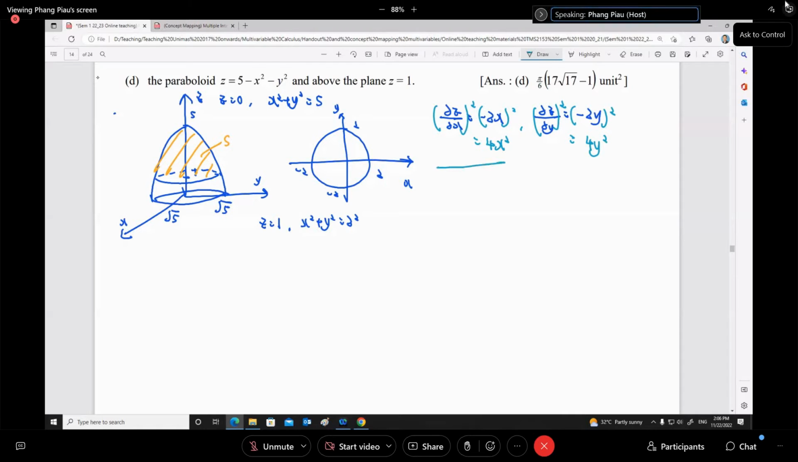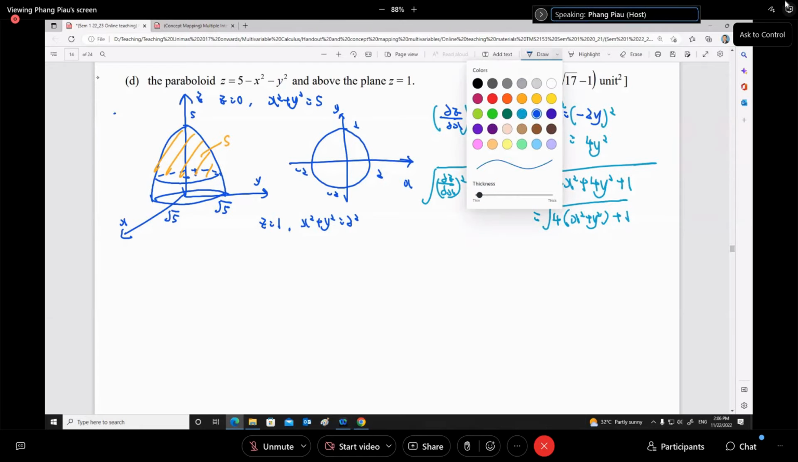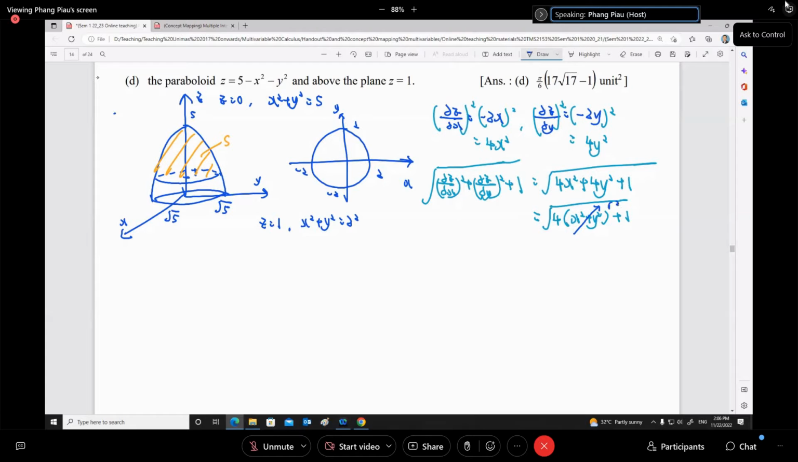So in other words, this integrand, del z del x power 2 plus del z del y power 2 plus 1, will be equal to the square root of 4x power 2 plus 4y power 2 plus 1. You can factor out the 4, and this x power 2 plus y power 2, later on you change it to r power 2. This is a circular region, so we have to use r dr d theta.